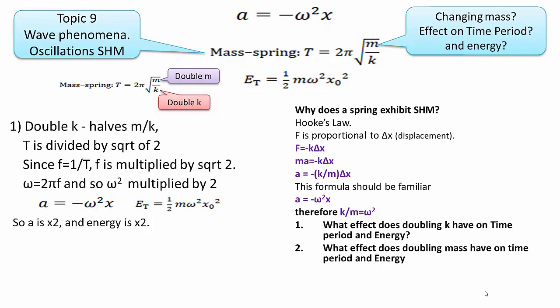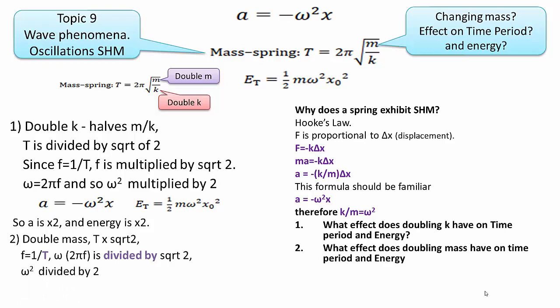What happens if we double m? Now if we double the mass, it means that the time period is multiplied by the square root of 2. But f is equal to 1 over T, so ω is divided by the square root of 2. But we're interested in ω², so it's divided by 2. ω² is divided by 2.